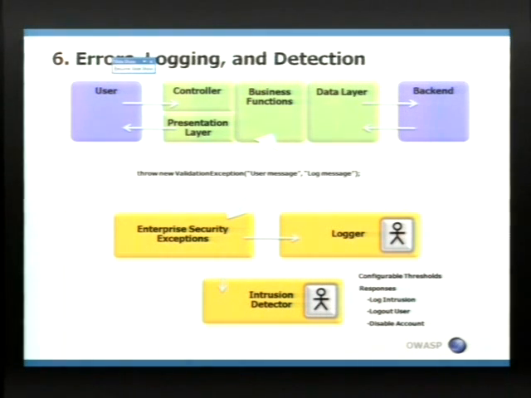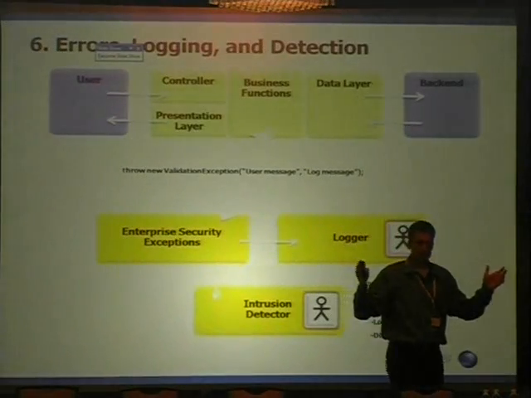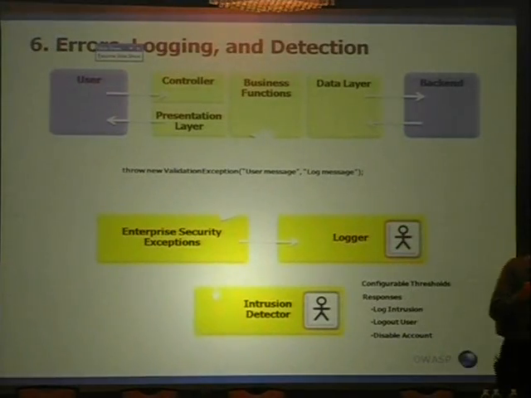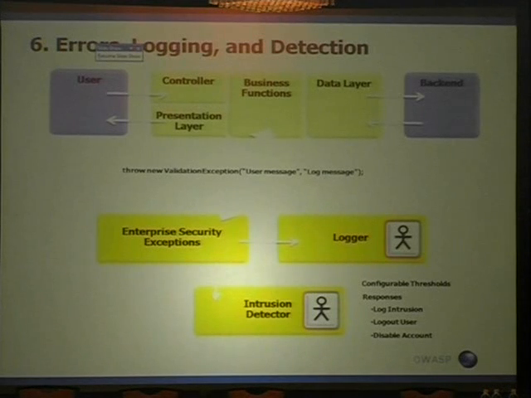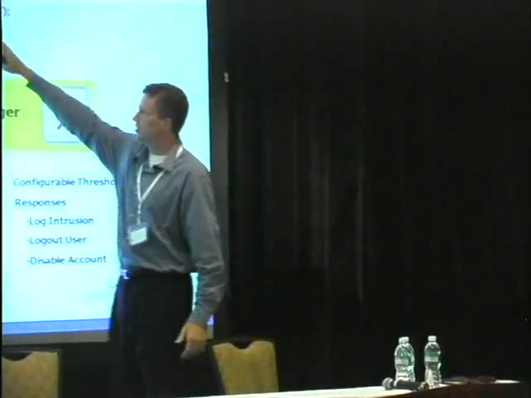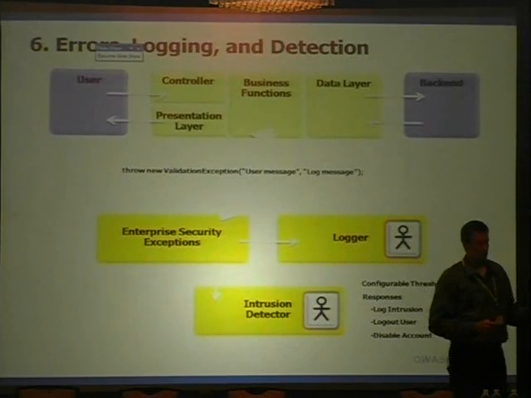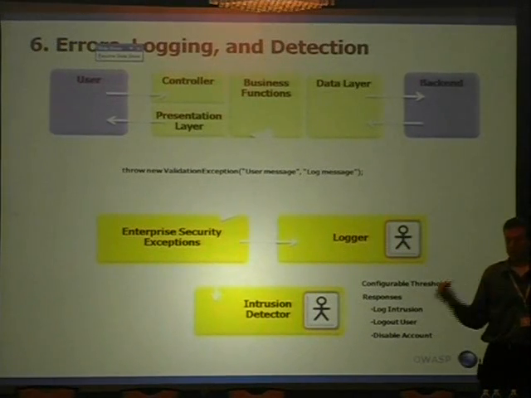So the first thing we did is we defined something called an enterprise security exception. It's a global class, and then there's a bunch of implementations of that: validation exception, access control exception, authentication exception, encryption exception, and so on. And these take two different messages. One message that's intended for the user, and one message that's intended for the logs.